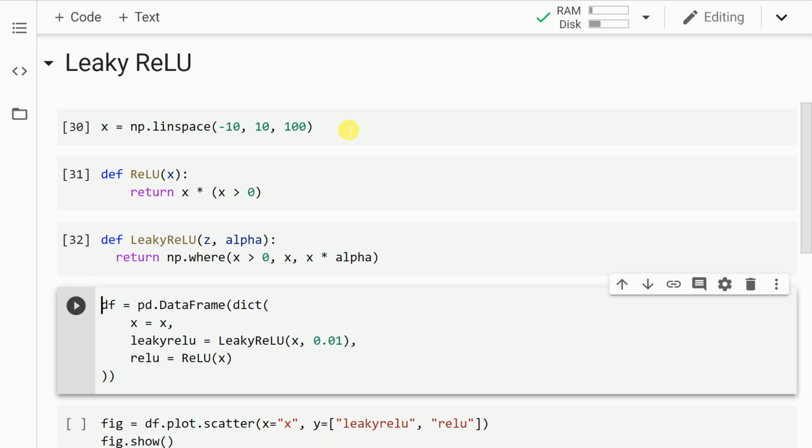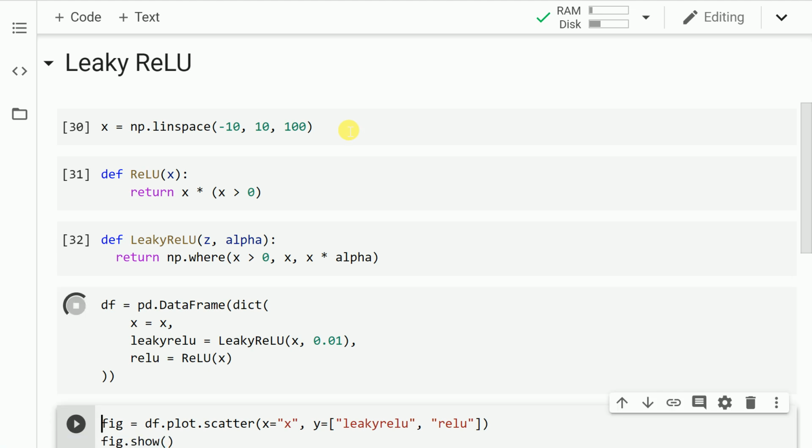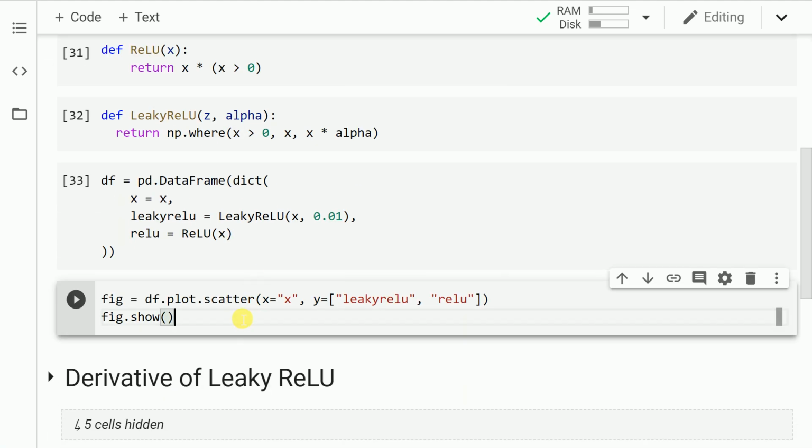Given my two functions are ready, my input values between -10 and 10 are ready. Let me create a data frame which will have x values, the leaky ReLU values, as well as the ReLU values. So let me run this. Now the data frame is generated with x values, the leaky ReLU values, and the ReLU values. Let's move forward and visualize the results in the form of a plot.